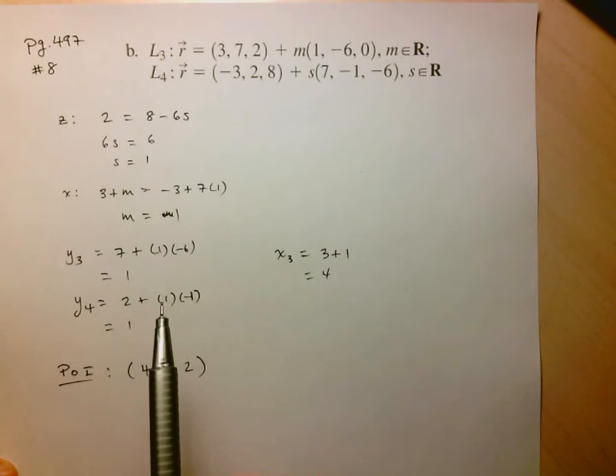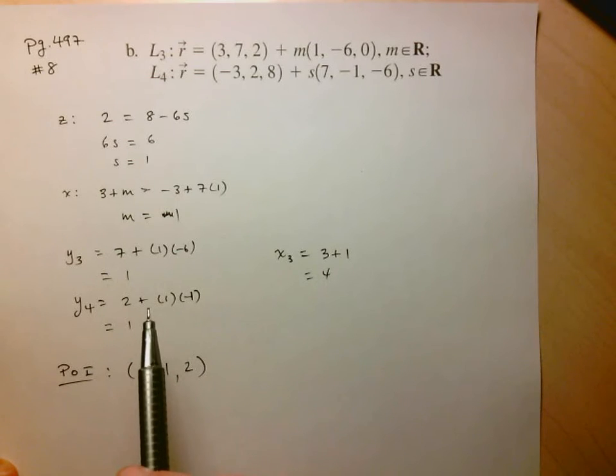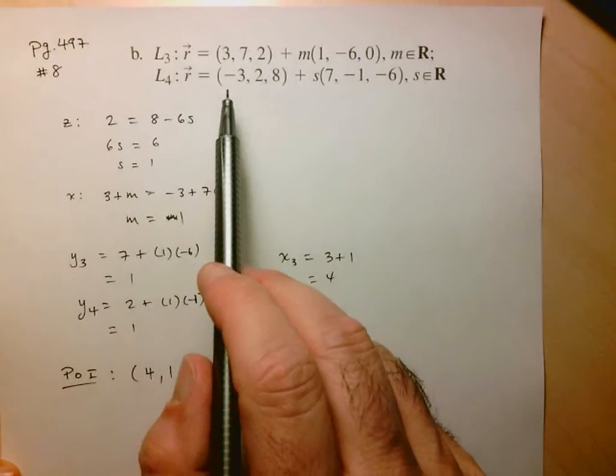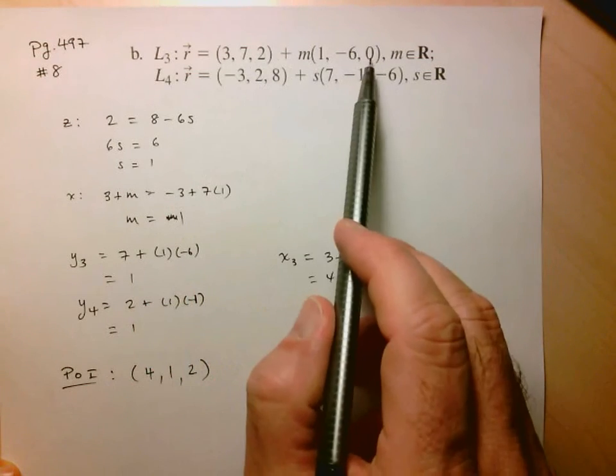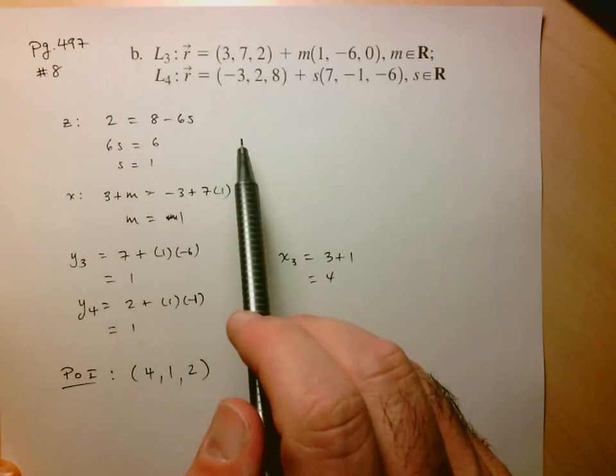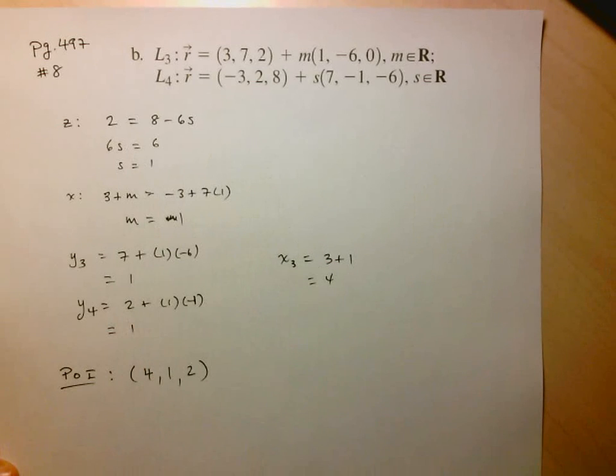This is a little different from our usual point of intersection problems because we were able to make our lives easier by noticing that the 0 as a component for one of the direction vectors made the solving a little simpler. So be sure to look for that. That's it for this one.